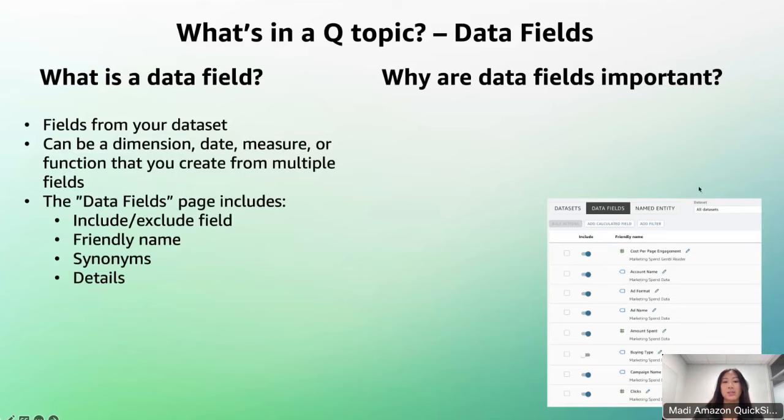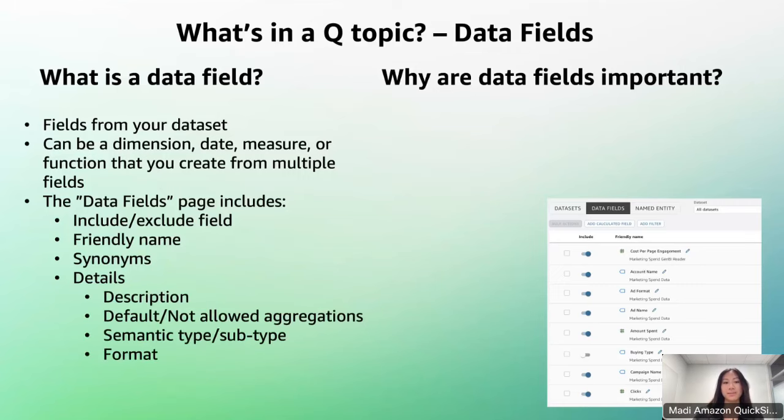So when you look at a Q topic, the data fields page includes this include/exclude portion. So you can include all fields or exclude the ones that aren't relevant. It also has these friendly names that Q actually is generating. And it'll also include synonyms for each of the friendly names and details about that data field. So the details include descriptions about that field, some default and not allowed aggregations, the semantic type and subtype of that semantic type, and then the format. And we'll go over in more depth what those exactly mean.